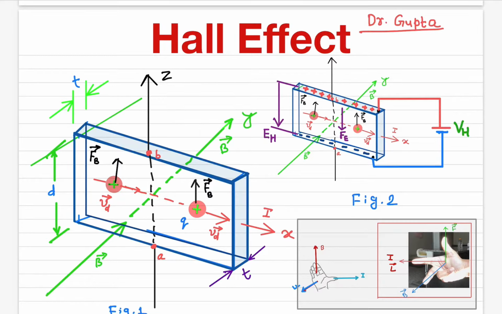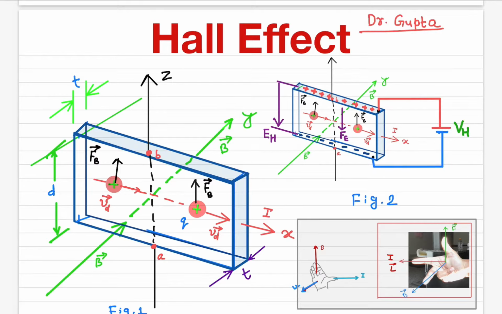And as the charges keep moving along the z direction, there will be an accumulation of positive charges onto the top surface. So this top surface has an excess of positive charge, and that's what I have shown here. Because the charge keeps moving toward the top surface, there will be an accumulation of positive charges. As the top has an excess of positive charge, the bottom will have negative charges. So the top surface will have positive charge and the bottom surface will have negative charge.